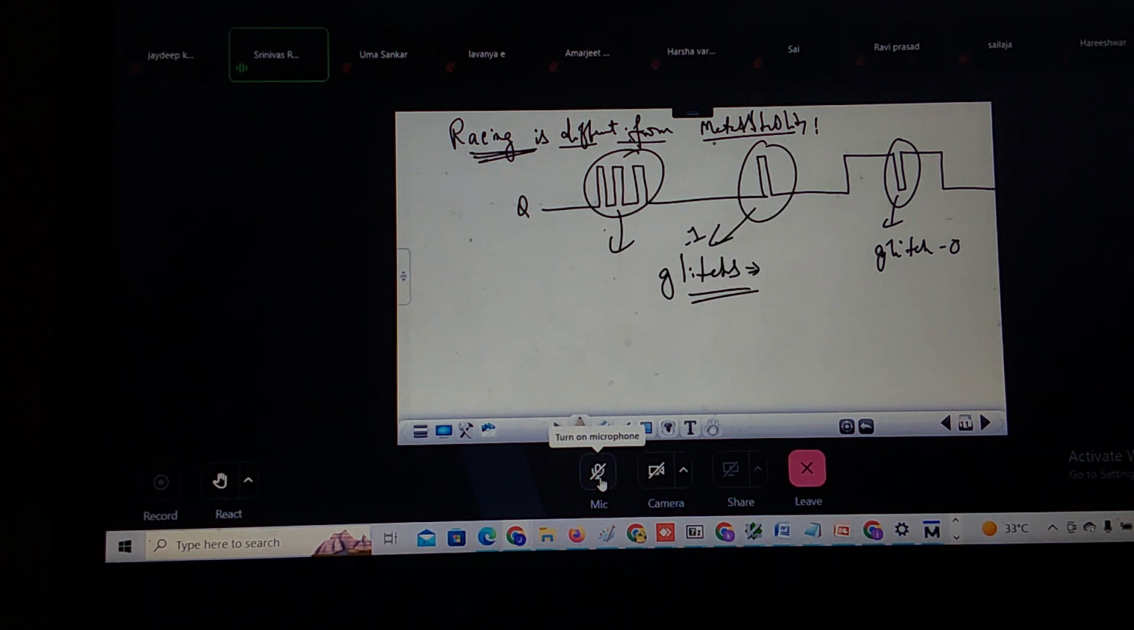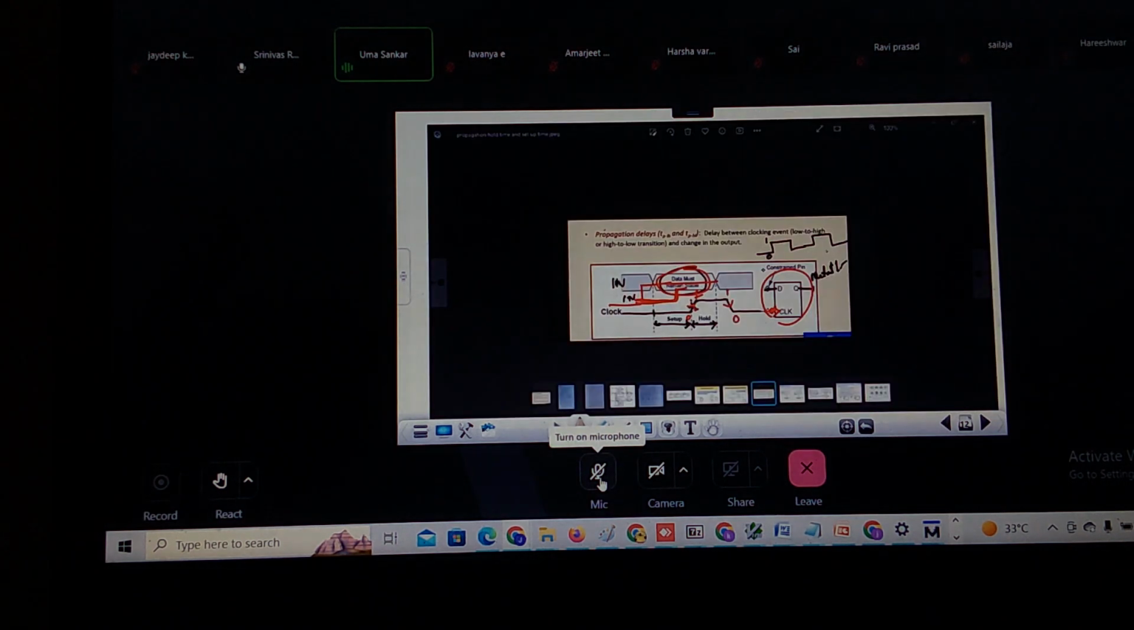Did you understand? Any questions here? Metastability is totally different from racing. So metastability occurs in the SR flip-flop and race around occurs in the JK flip-flop. Yeah, you can say like that.